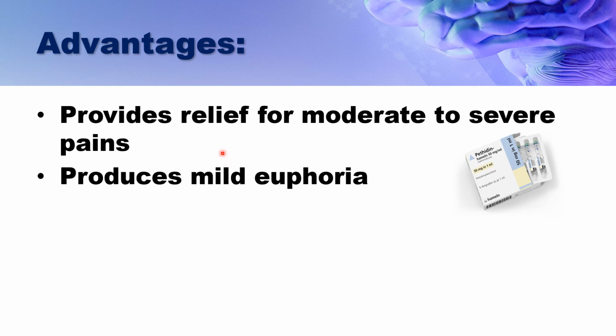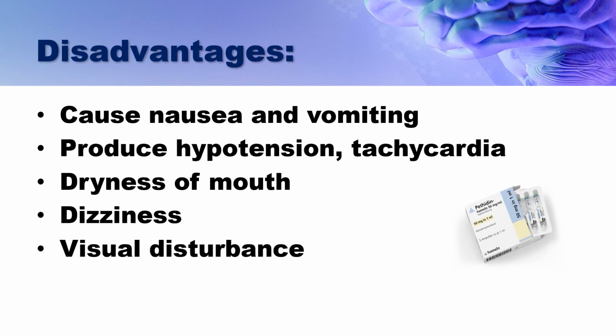Advantages: it's going to provide relief from moderate to severe pains and it produces mild euphoria. Euphoria means excitement and happiness. Disadvantages: it causes nausea and vomiting. It's going to produce hypotension and tachycardia, rapid heartbeat, it may be regular or irregular, dryness of the mouth, dizziness and visual disturbance.